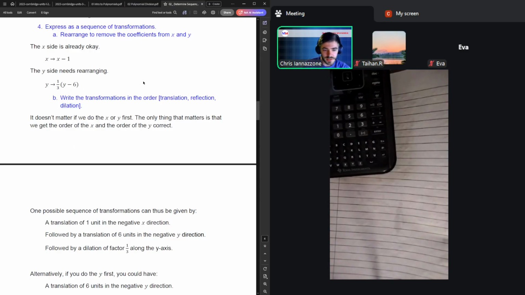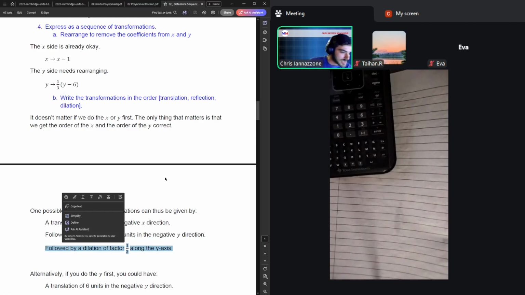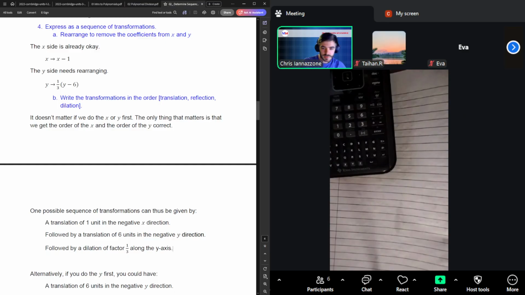And then dilations. That's going to be any multipliers on the whole thing, of which there is just this one here, our dilation factor of a third along the y-axis. The other way to describe that would be to say a dilation factor of a third from the x. There's two main ways you can write that.